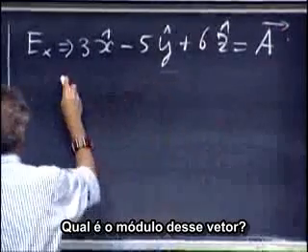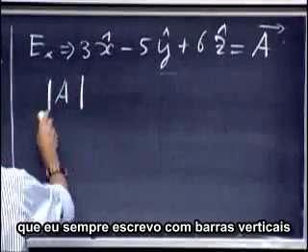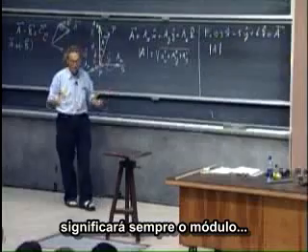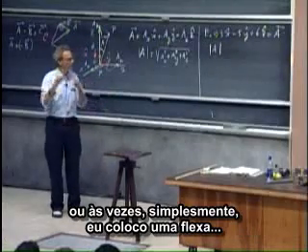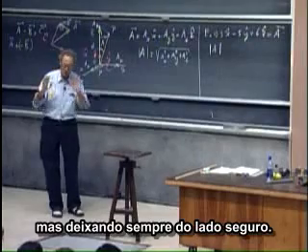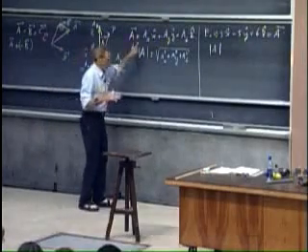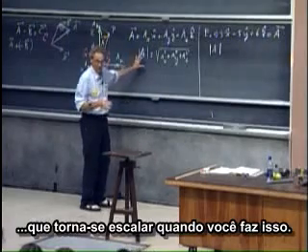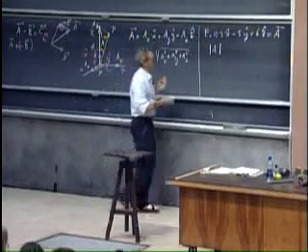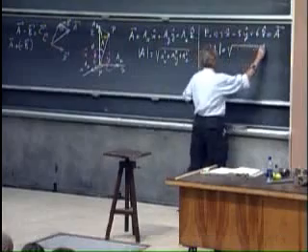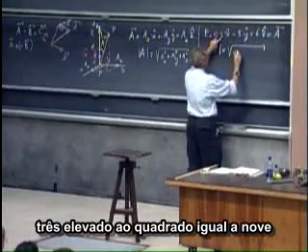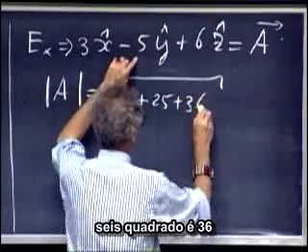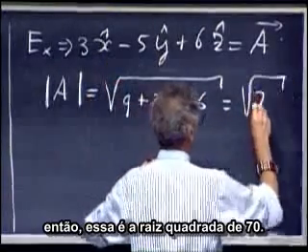What is the magnitude of that vector, which I always write down with vertical bars? If I put 2 bars on one side, that's always the magnitude. Or sometimes I simply leave the arrow off. But to be always on the safe side, I like this idea that you know it's really the magnitude. It becomes a scalar when you do that. So that would be the square root of 3 squared is 9, 5 squared is 25, 6 squared is 36, so that's the square root of 70.